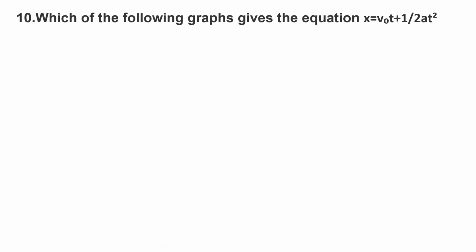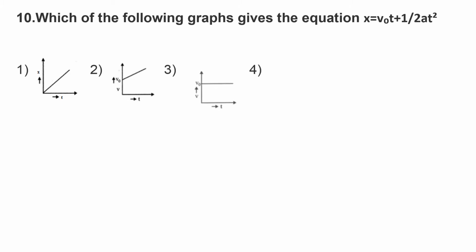10th question. Which of the following graphs gives the equation x is equal to v naught t plus half a t square? Graphs are shown. So this equation, x is equal to v naught t plus half a t square, is for a particle which is moving with a uniform acceleration a, with the initial velocity v naught, in a time of t.